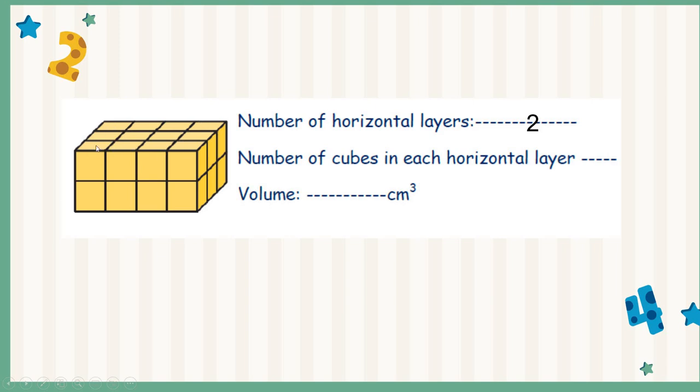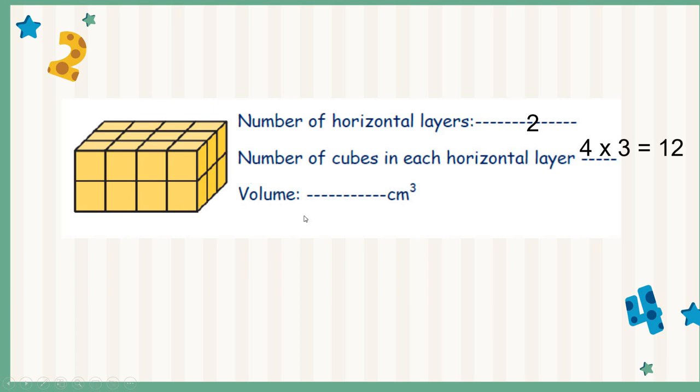Yes, we can, by looking at this layer as an array. I have here the number of rows and the number of columns. As the number of columns, I have what? I have 4. And the number of rows is 3. Length and width, 4 times 3. So this is the number of cubes in the base layer. 4 times 3 equals 12.